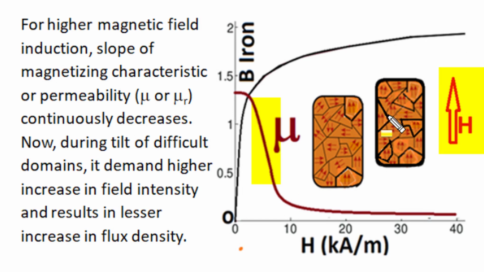And this is so because now, to tilt these difficult domains, it demands a higher amount of increase in applied field and yields a lesser increase in resultant magnetic dipole moment, or internal induced magnetic induction, or resultant magnetic field flux density in the material. So the slope of the BH relationship keeps on decreasing, resulting in a decrease in the value of dynamic permeability, as the slope of the BH characteristic is the permeability of the material.